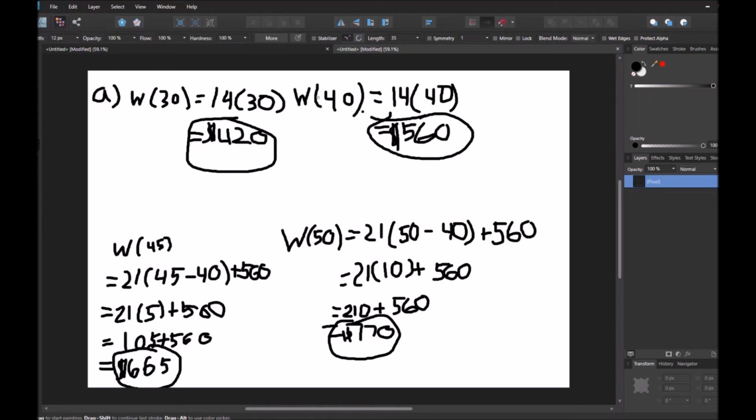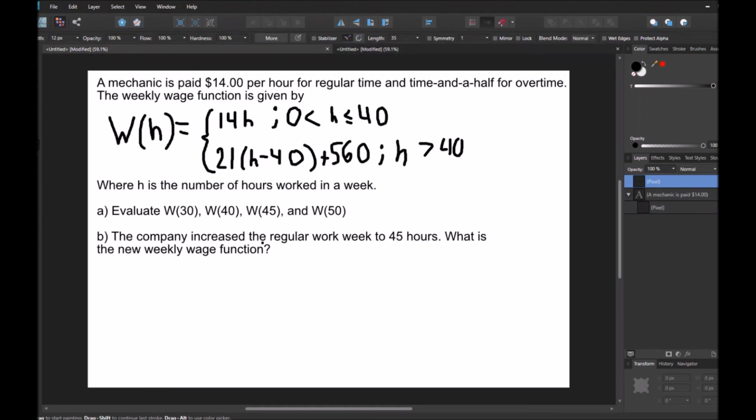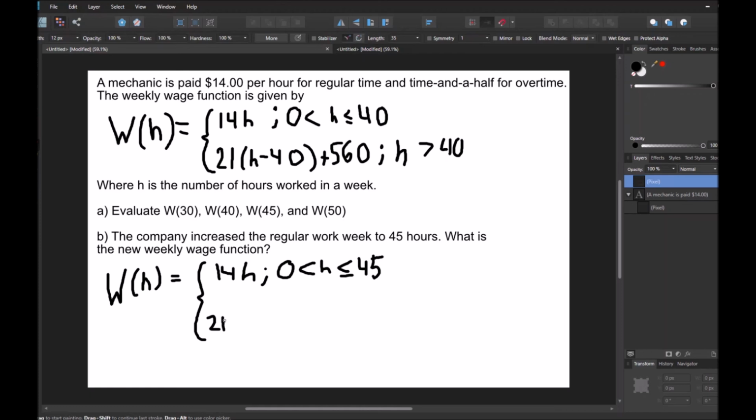And then we can move on to Part B, which says the company increased the regular work week to 45 hours. What is the new weekly wage function? So the new weekly wage function would be W of H equals, and it would still be piecewise defined, and it would be 14 times H when H is greater than 0 and less than or equal to 45. And then for the bottom piece, it would still be 21, because that's time and a half, times H minus 45, because now the new overtime minimum is 45 hours.